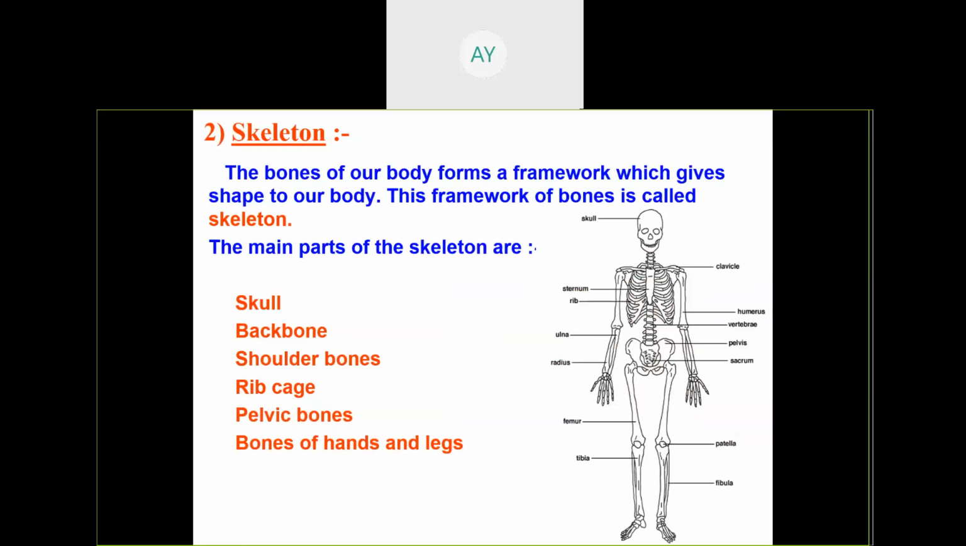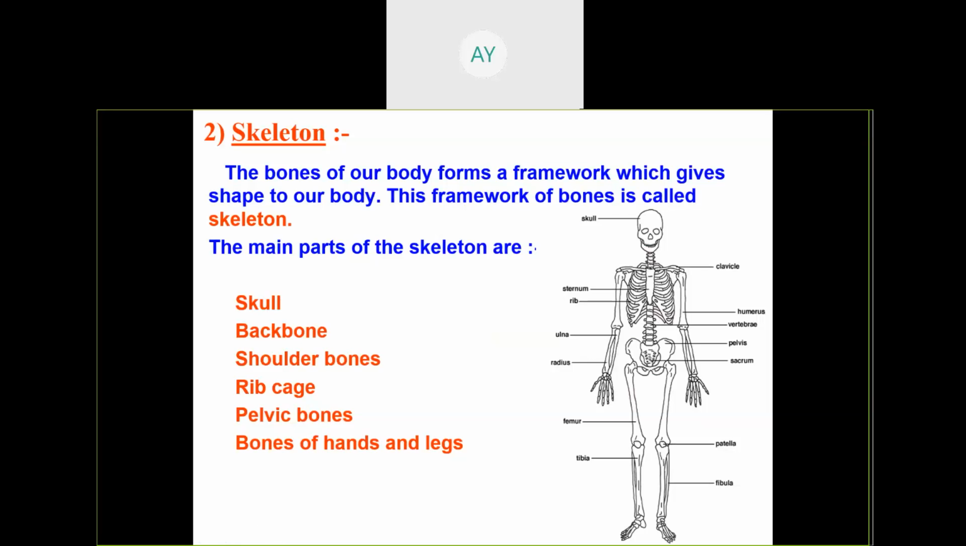Now come to the skeleton. What is a skeleton? The bone framework. The bones of our body form a framework which gives shape to our body. Framework means a structure of your body, and it holds the whole body parts. So the bones of our body form the framework which gives the shape to the body, meaning what appearance and texture it will have is decided by the skeleton. This framework of bones is called a skeleton.